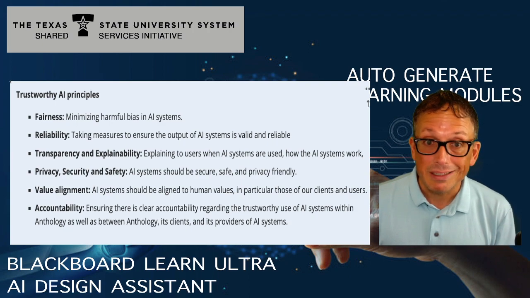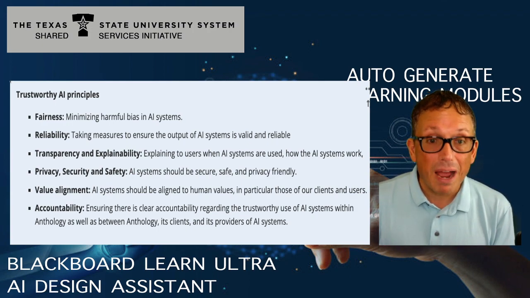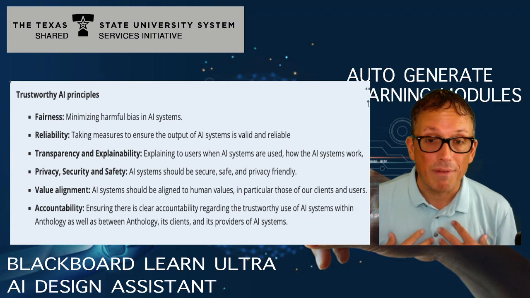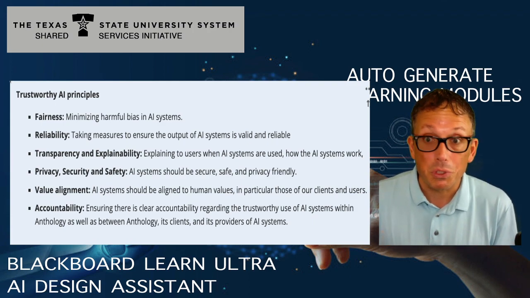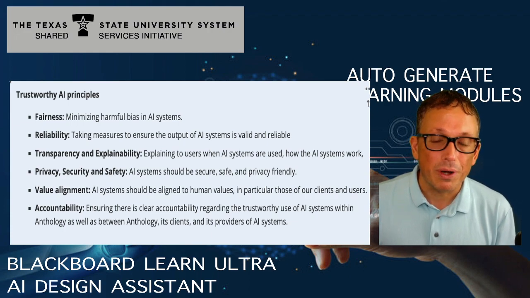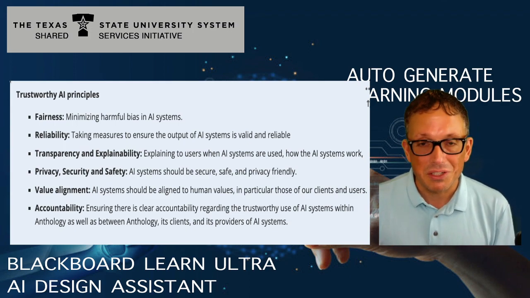Transparency and explainability, basically letting people know, hey, this is how you're using AI, specifically you, the instructor. And then privacy, security, and safety, making sure that the stuff is safe. It's going to be behind a login here in Blackboard, so that's always a good one. Value alignment. The system should be aligned to our values, right? In particular, those of us that are using it. And lastly, accountability. We want to make sure, or Anthology wants to make sure, that there's clear accountability regarding the trustworthy use of the systems, and then how that works between us and Anthology.